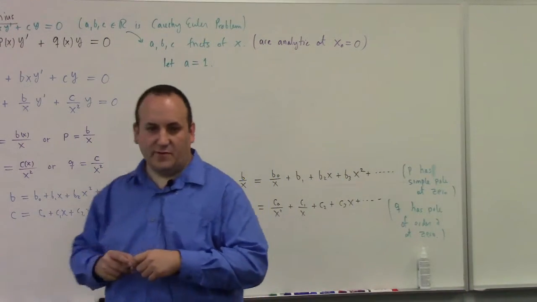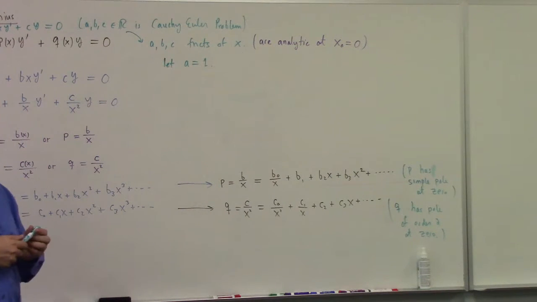A simple pole is a pole of order 1. Right?